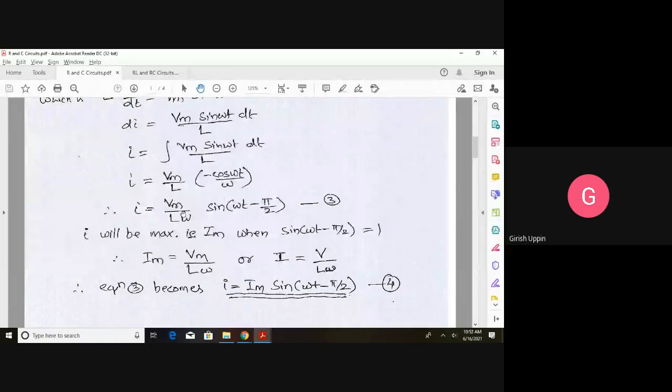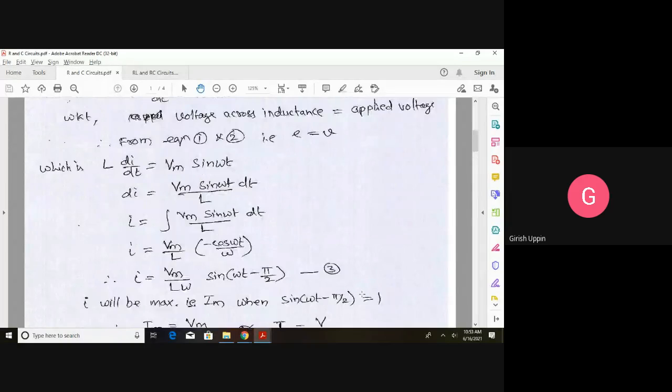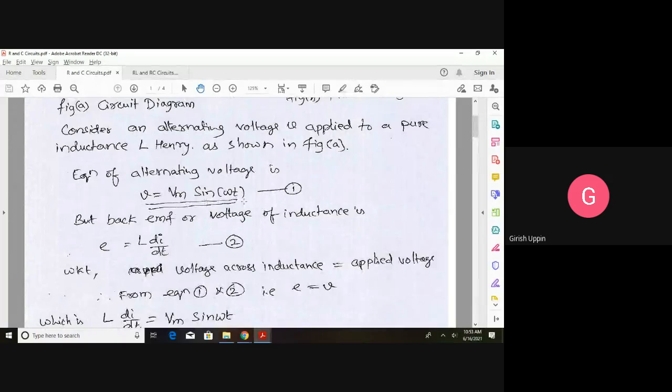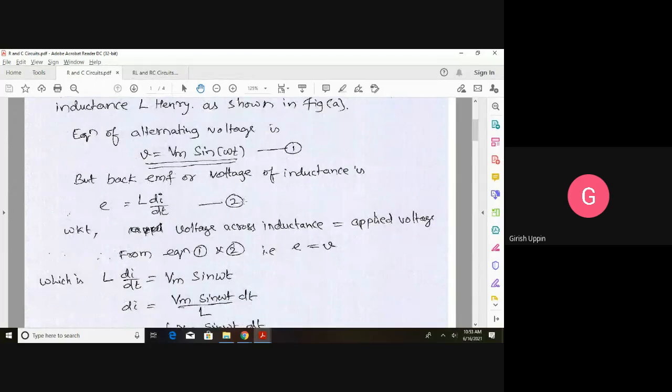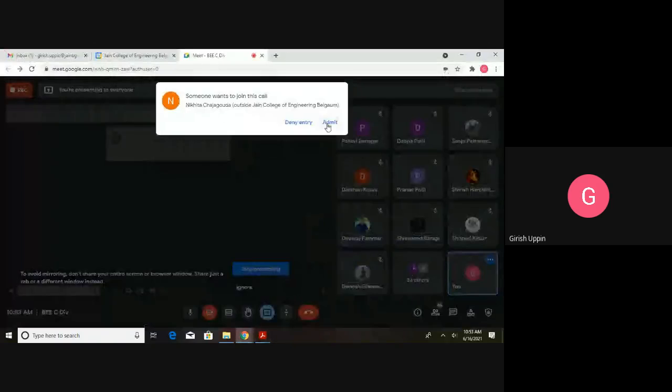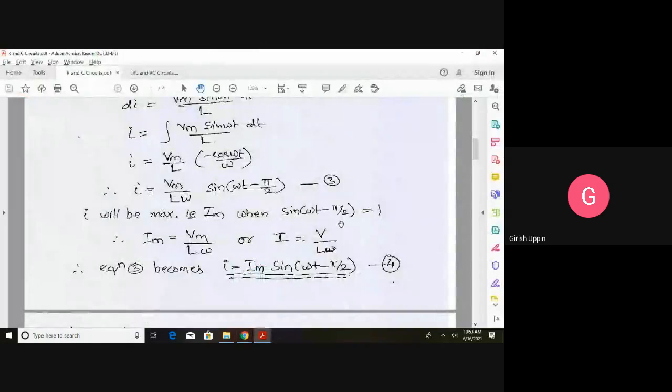This equation 3 can be represented as I is equal to Im sin omega t minus pi by 2. So if we apply a voltage of V is equal to Vm sin omega t to a pure inductor having an inductance of L, the resulting current is I is equal to Im sin omega t minus pi by 2. So you can see now there is a phase difference between the applied voltage and the resulting current. And how much is the phase difference? The phase difference is pi by 2.